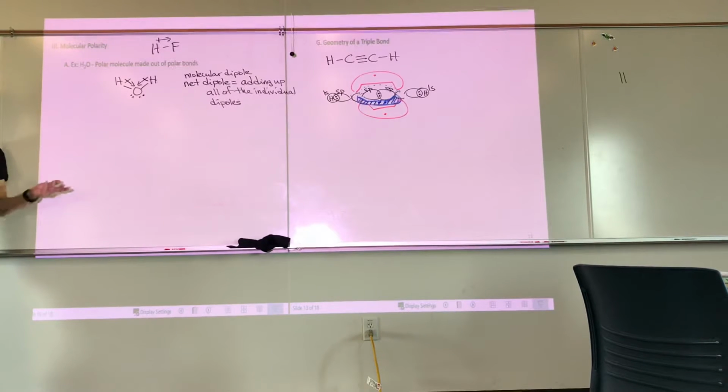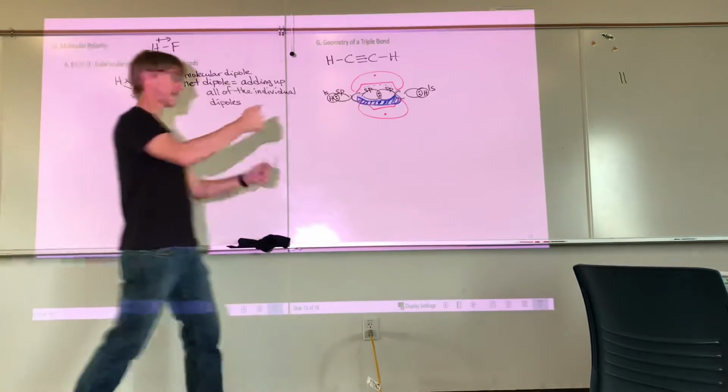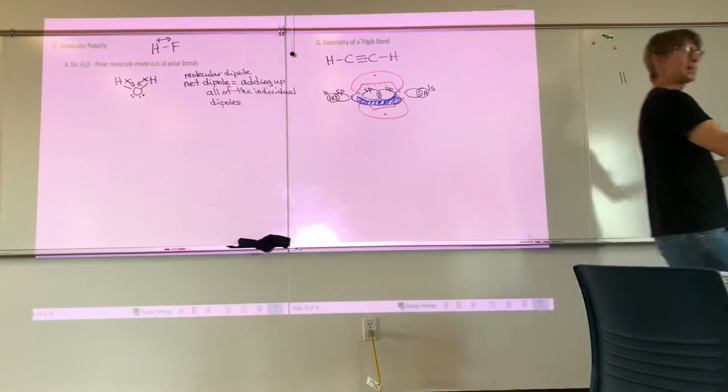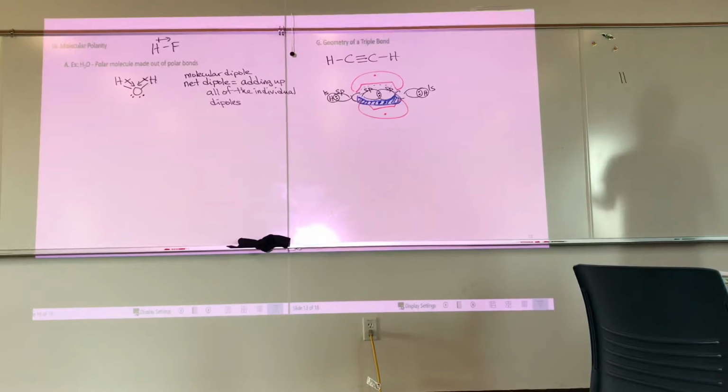Now, dipoles are vectors. What is a vector? Can anybody tell me? Overall direction. A vector has two things. It has direction and magnitude, right? And so velocity is a vector because velocity will be 55 miles an hour east. Speed is not a vector, it's just the 55 miles an hour. It's the magnitude or size.